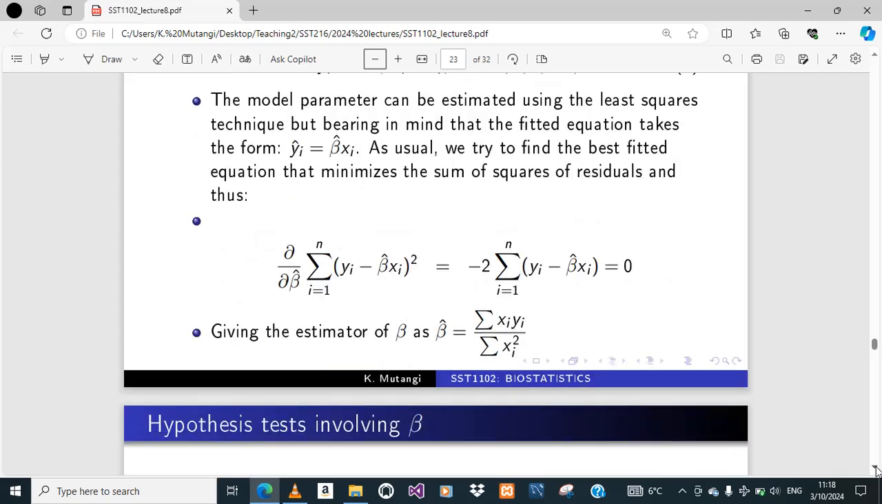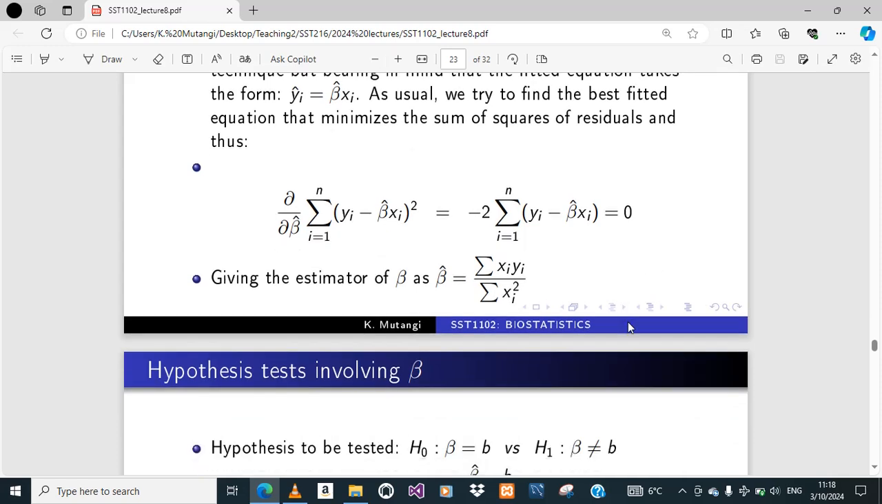So as we move down, we end up with the beta hat equal to sum of xi yi over sum of x squared. Note the changes here. We are no longer having sum of xi yi minus n x bar y bar. We no longer have that. So we have sum of xi yi over sum of x squared.